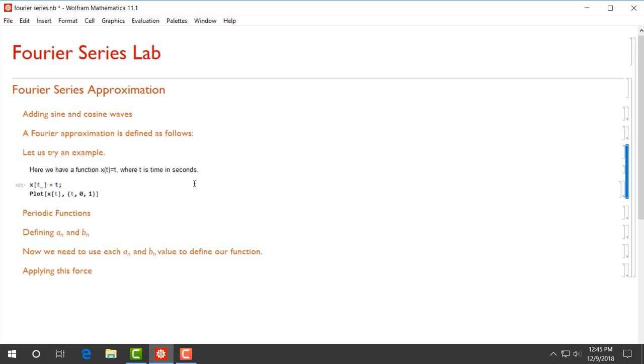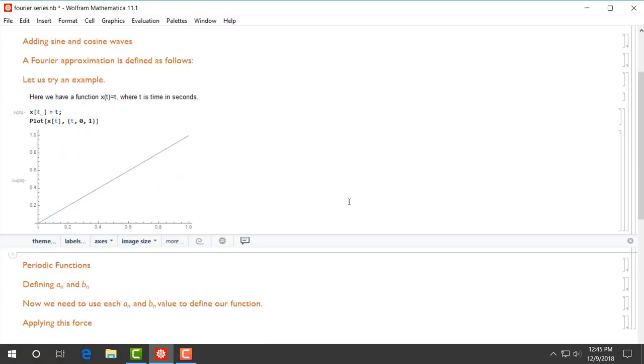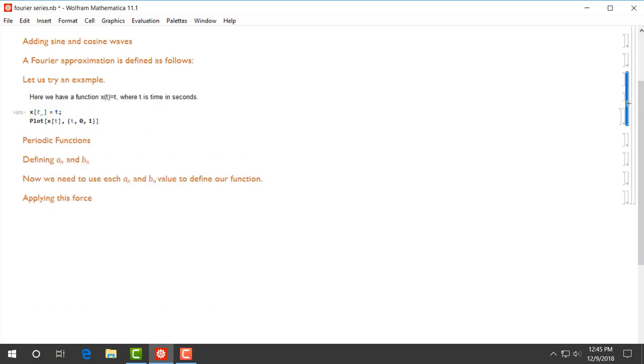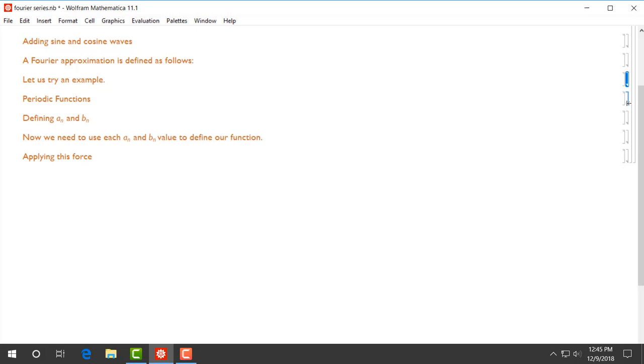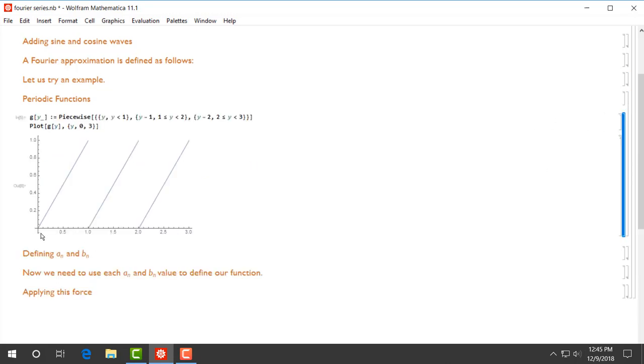If we look at a function x of t equals t, that's essentially the function y equals x. So it has a slope of 1 and it goes through the origin. However, this is not a periodic function, and since we're adding sine and cosine waves, we need it to be periodic. So we will assume that every 1 second this period will be repeated. So it goes up, and then at the end of 1 second it goes up again. Every second it does that.